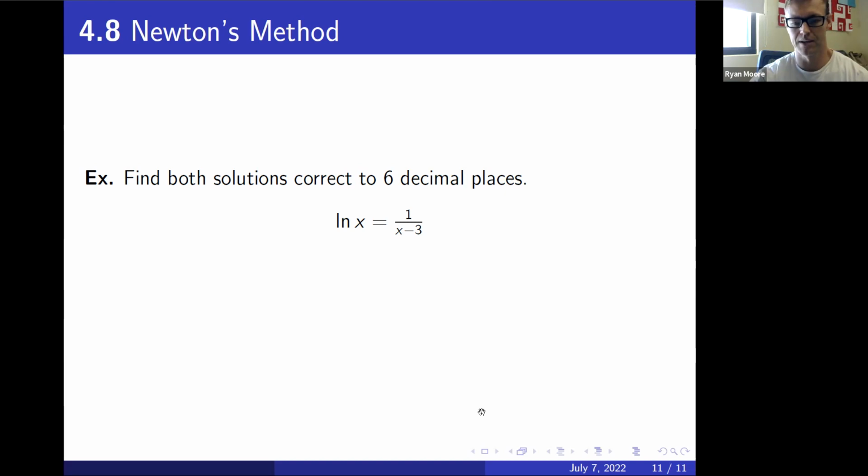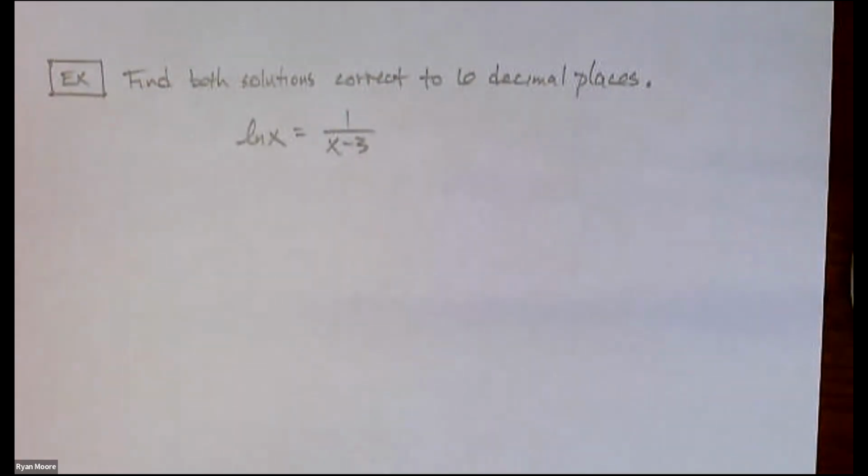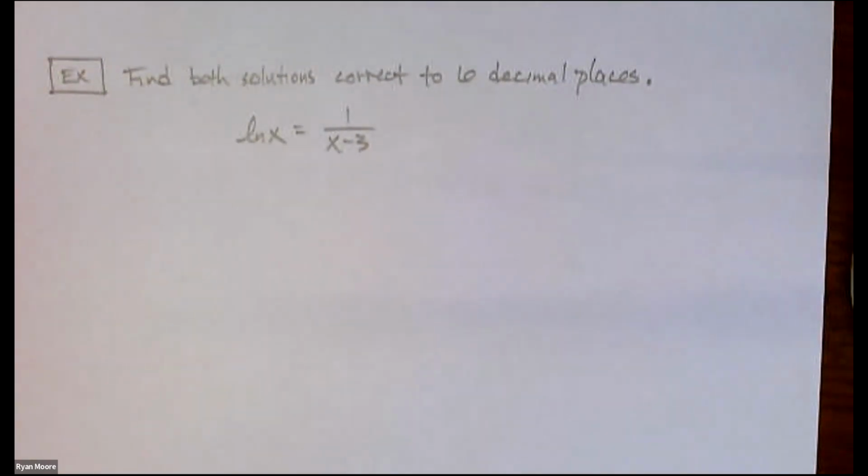method. Let me jump over to my paper. Find both solutions correct to 6 places. We're going to be able to get each solution to its 6 decimal place accuracy. Okay, how are we going to do that? The natural log of x equals 1 over x minus 3.